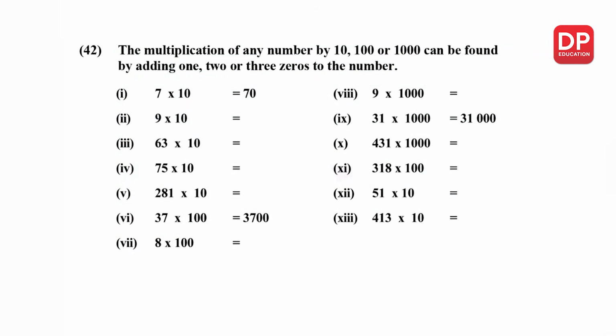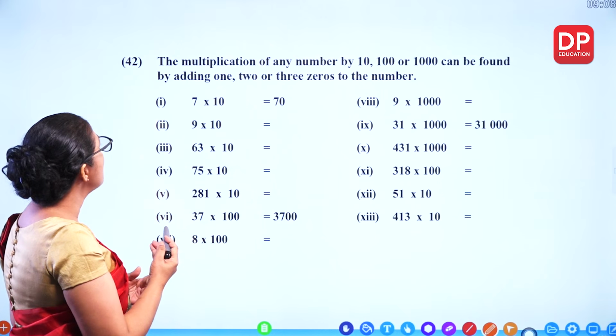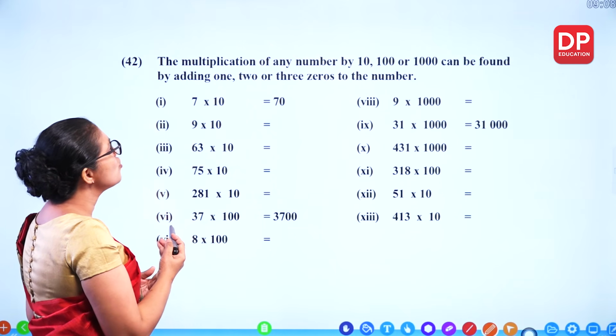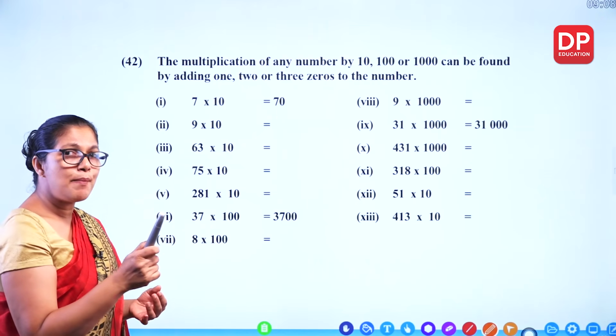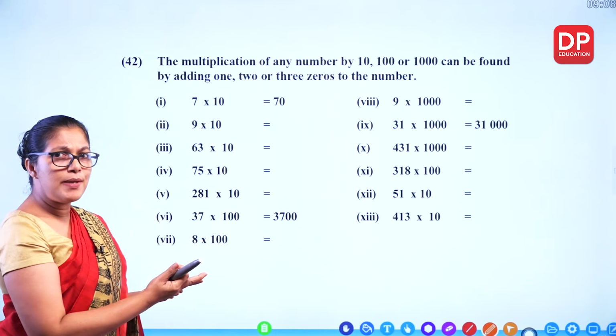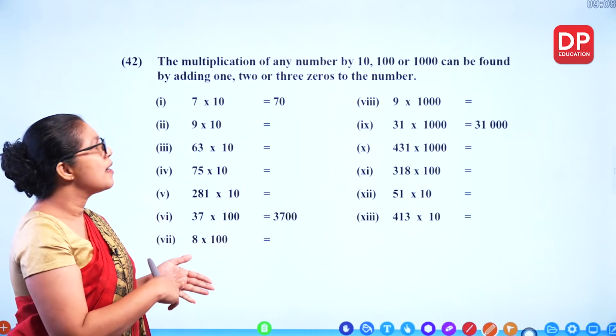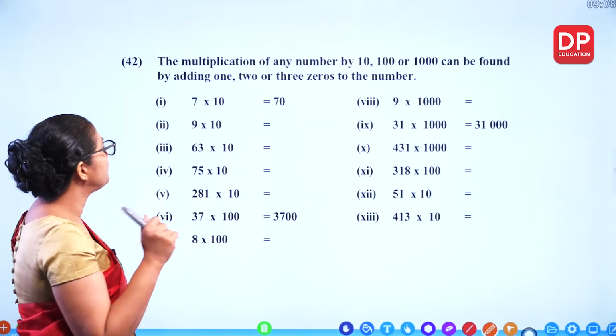The multiplication of any number by 10, 100 or 1000 can be found by adding 1, 2 or 3 zeros to the number. If you are multiplying by 10 means you add 1 zero. If you are multiplying by 100 means you put 2 zeros. Multiply by 1000 means you put 3 zeros.